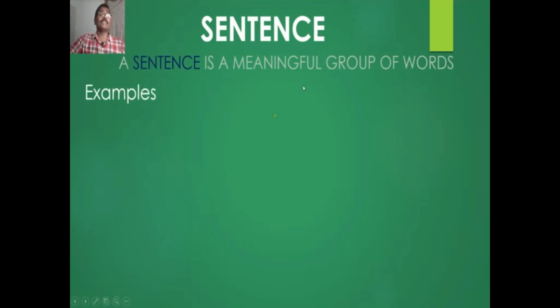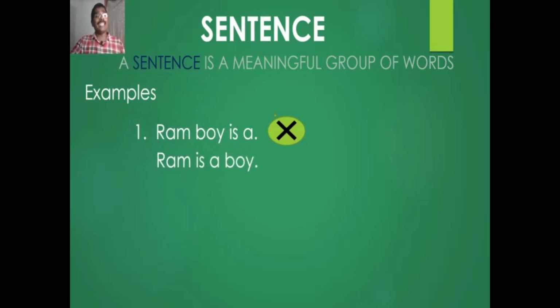For example, "Ram boy is a." Can we call it a sentence? No, we cannot. Since the words are not meaningful, we can never call it a sentence. Now you can see "Ram is a boy." Now they are arranged meaningfully. Now we can call it a sentence.